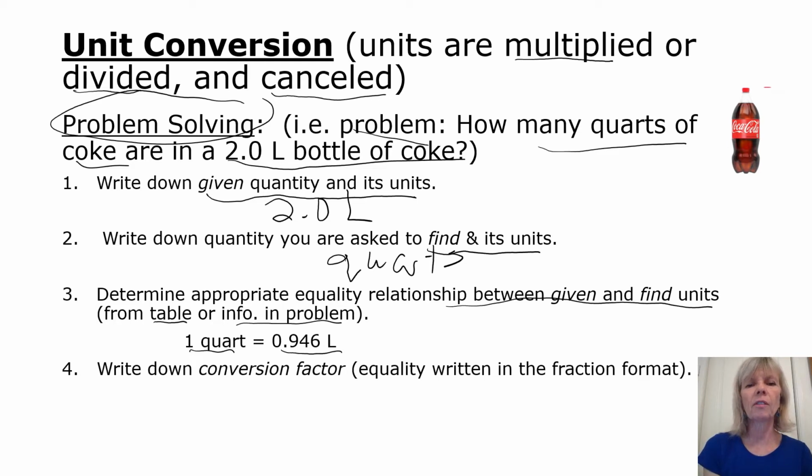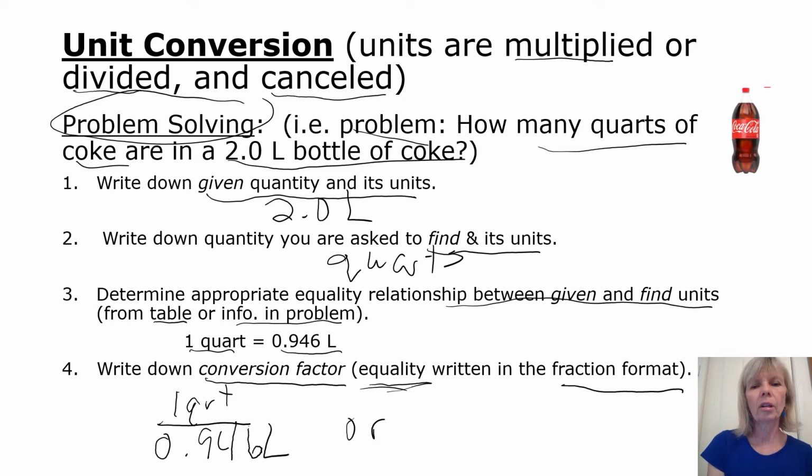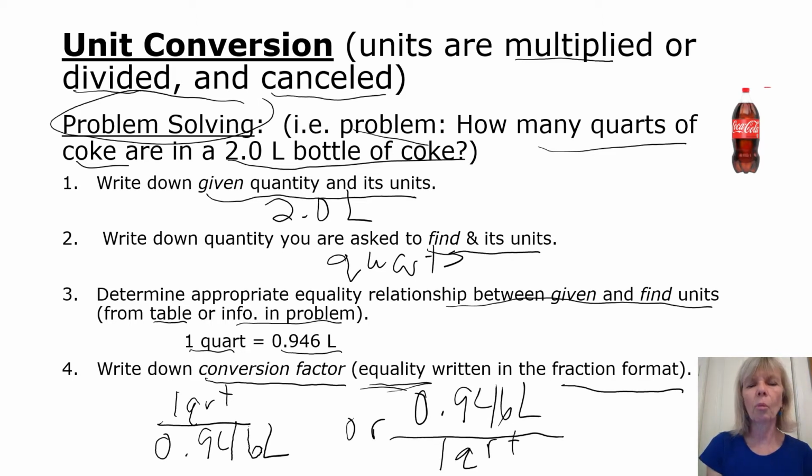So this is the important piece of information because we're going to use that to create what we call a conversion factor. A conversion factor is the equality that relates the units we're looking for and what we're trying to find. And we take that equality and we write it in a fraction format. So we could write this equality in a format of saying 1 quart divided by 0.946 liters, or 0.946 liters over 1 quart. The quart and the 0.946 liters are equal to each other. That's why we can write it in this kind of fraction format. That's what we call our conversion factor. So it's important to know how to create a conversion factor.